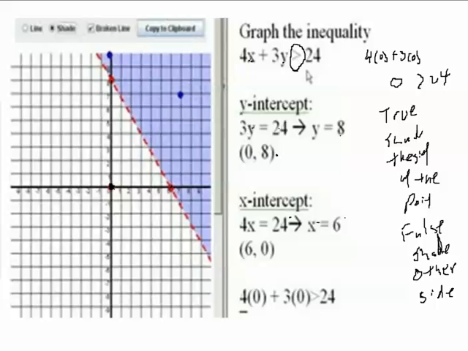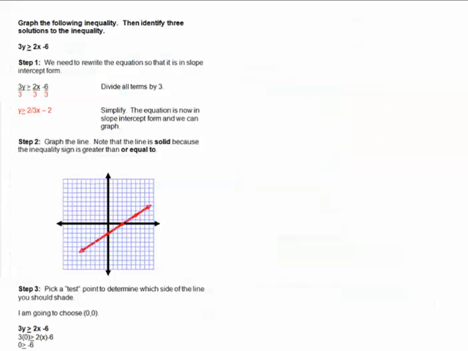Now, why did I pick 0, 0? Because in case you didn't notice it, if I stick 0 in for x and 0 in for y, I get 0. That makes it easy to do the comparison with. That's so easy to do the math with. That's why I used 0, 0 to do it with. It makes it a little bit easier to work with. Okay.